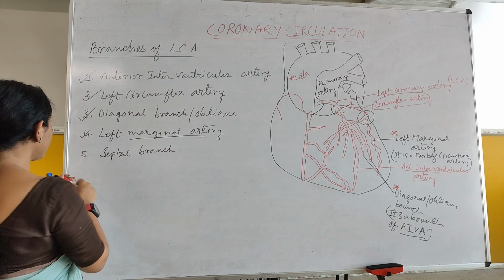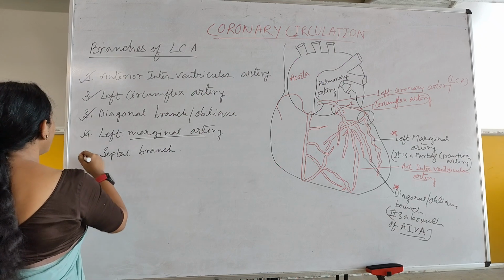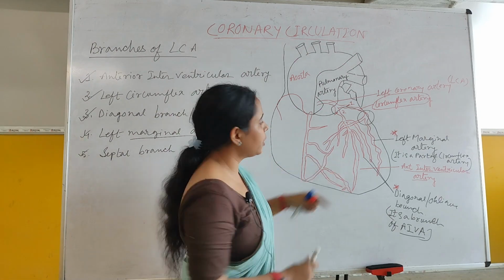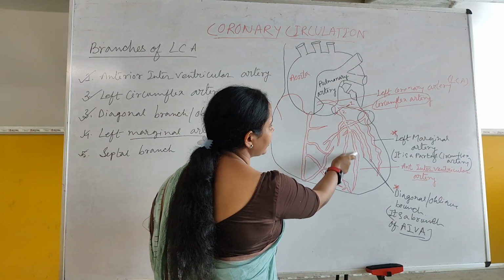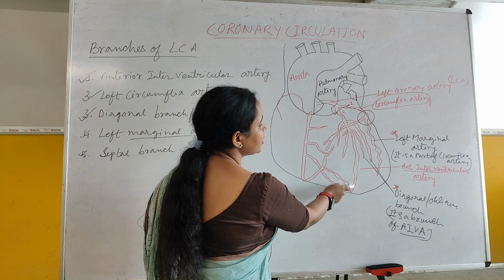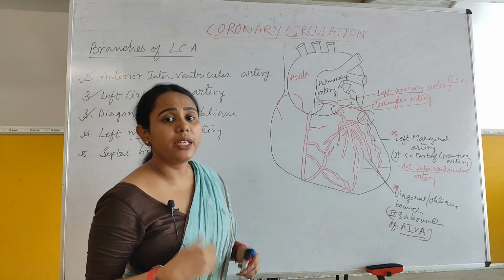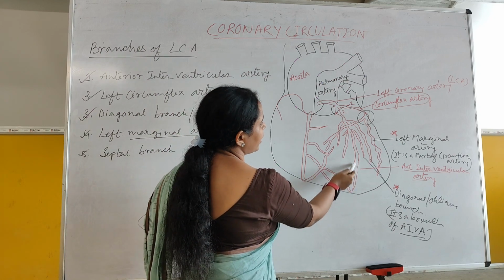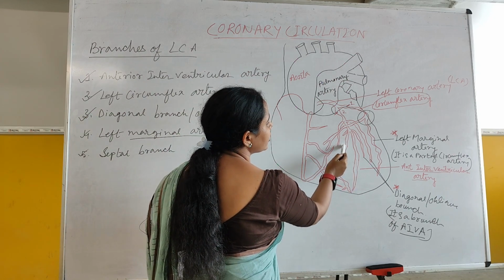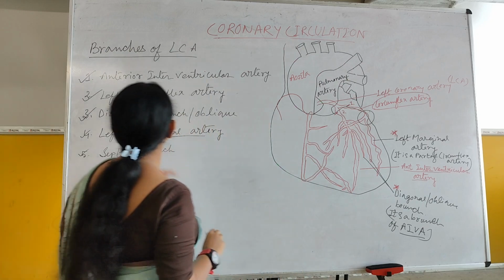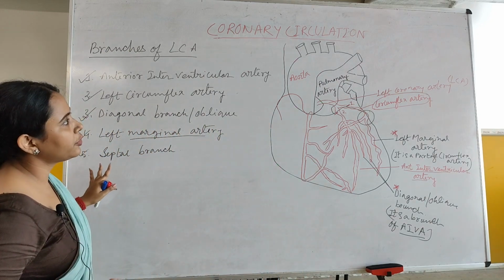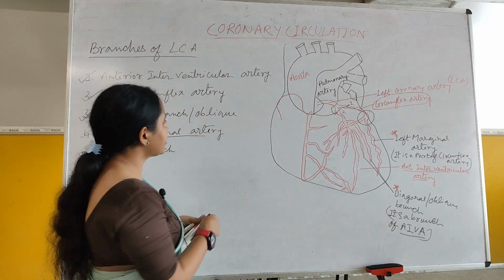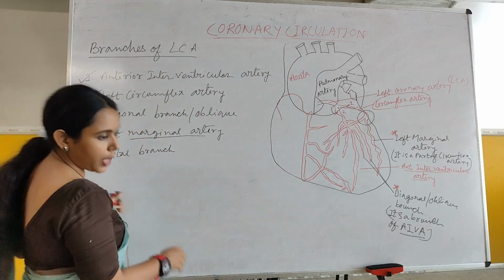Now the septal branch. The septal branch goes through the interventricular septum this way and supplies the septal part, that is the interventricular septum part. That's why it is the septal branch. This one is the septal branch. So I have covered these 5 types of arteries of the left coronary artery. Next we will move to the next part.